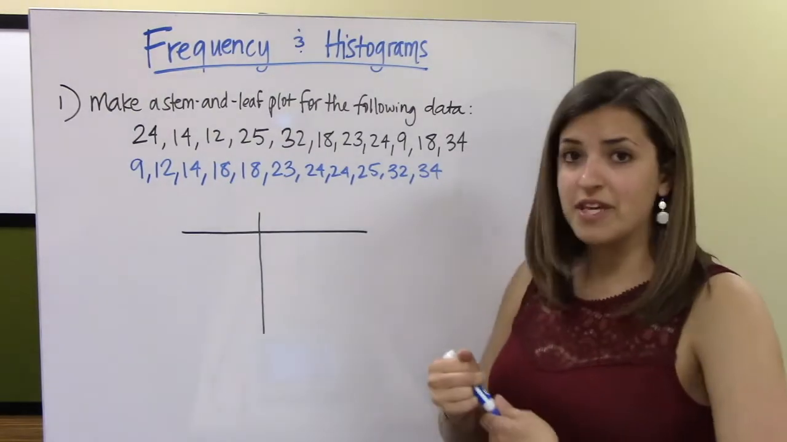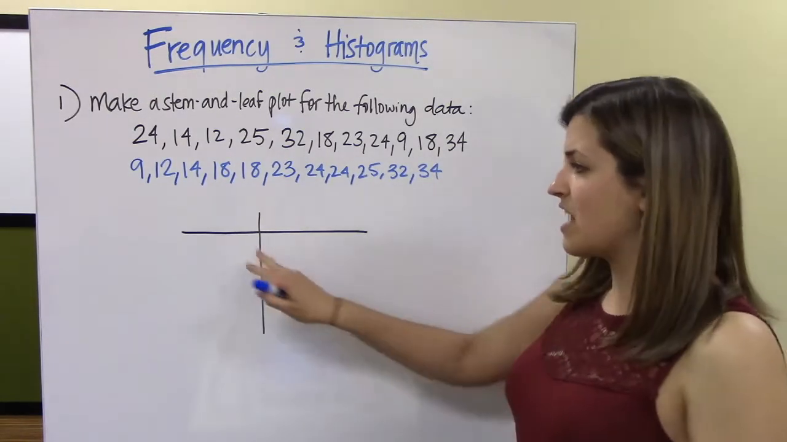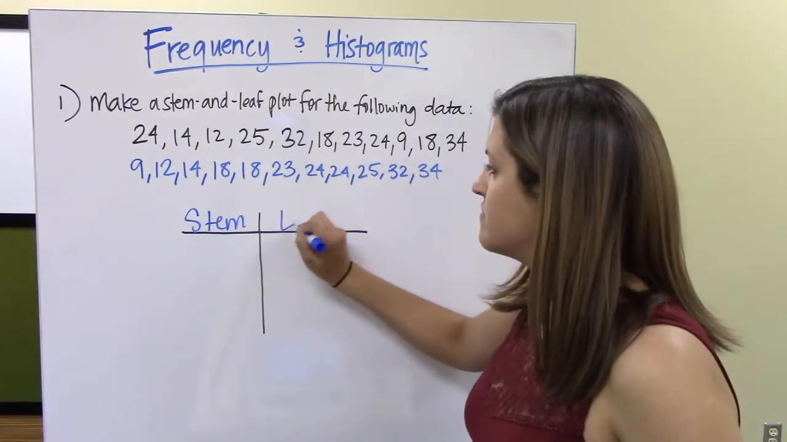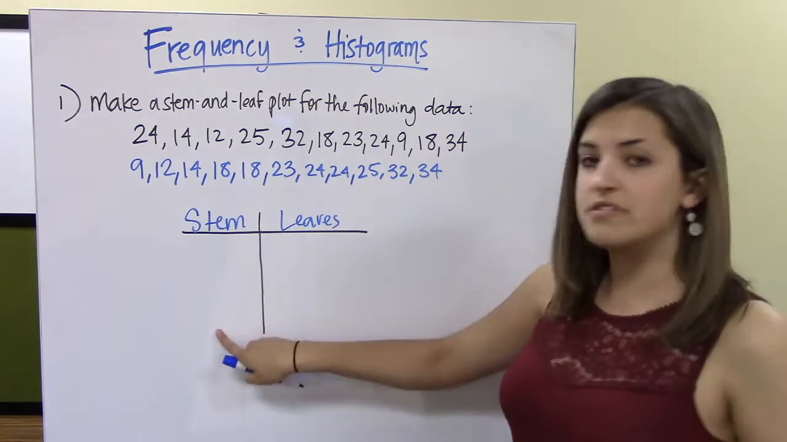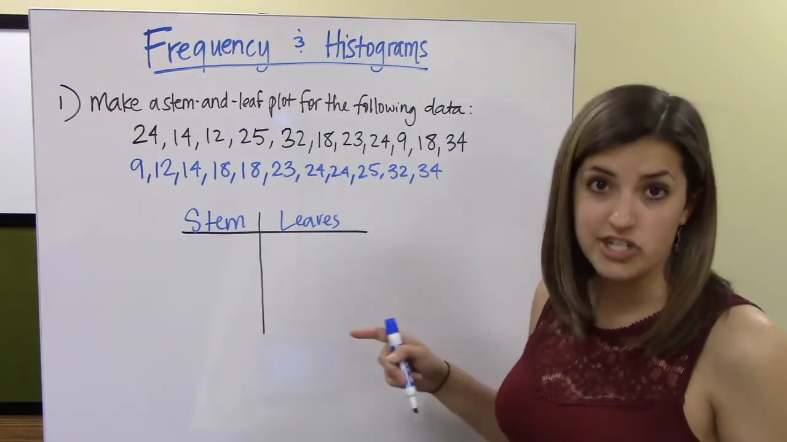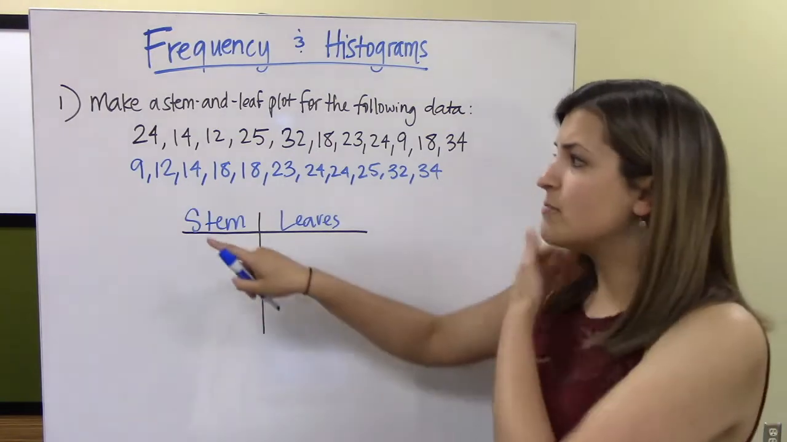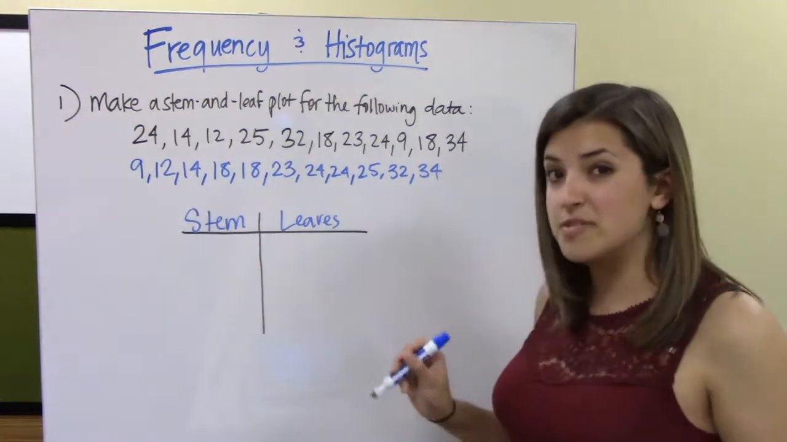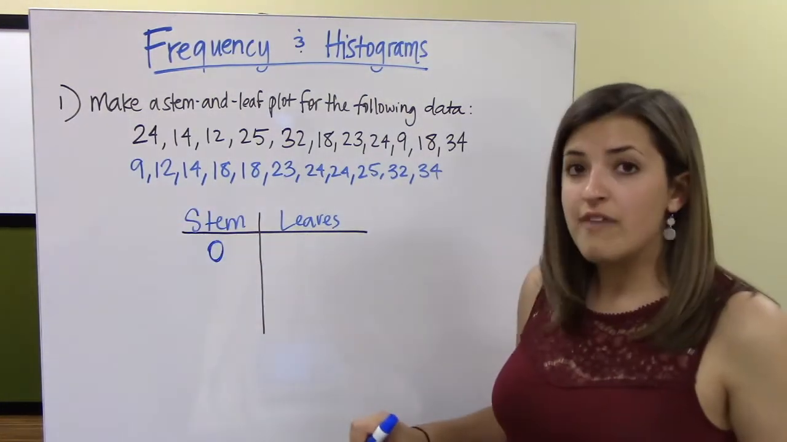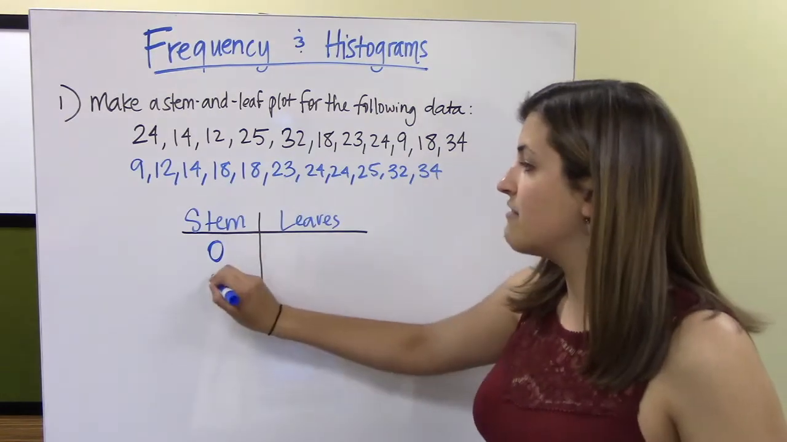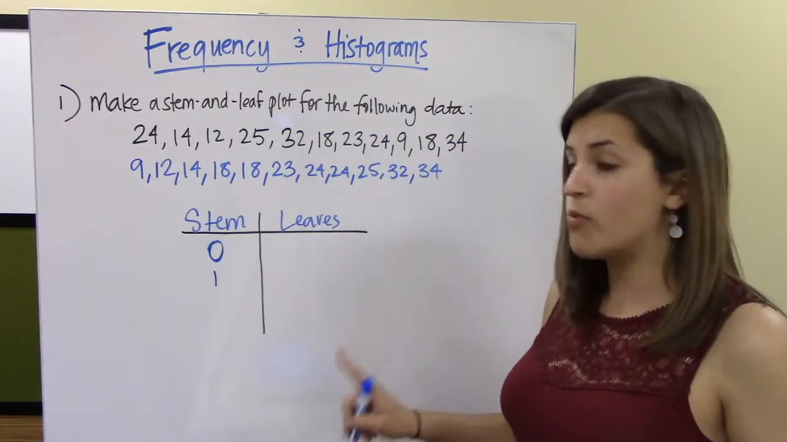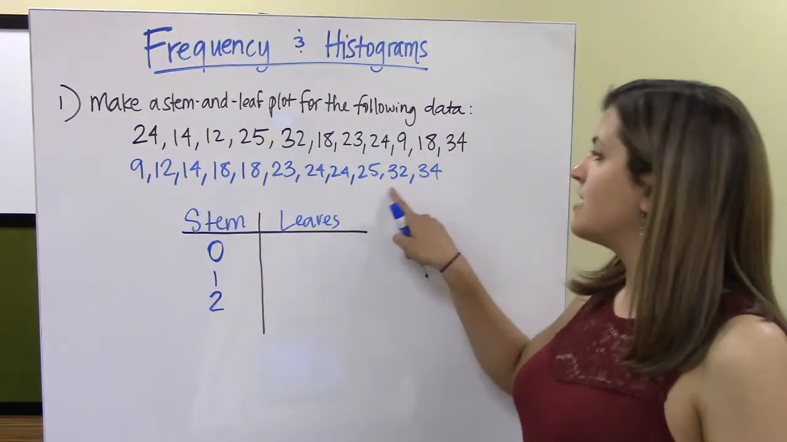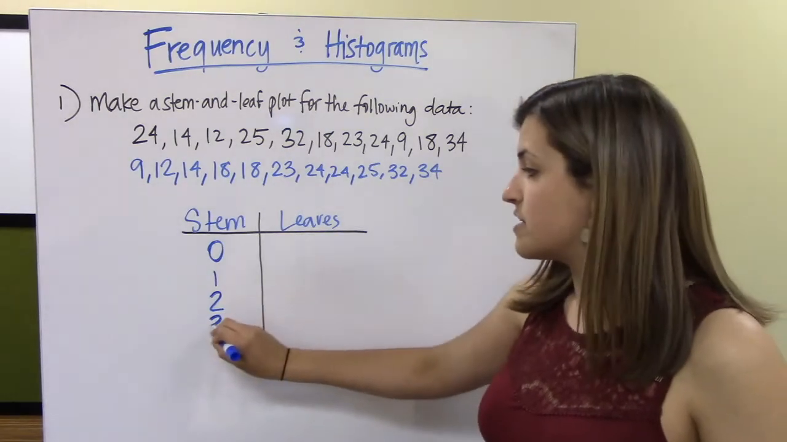All right, so now we have to make this stem and leaf plot. I'm going to label this T chart with stem and leaves. And the stems are going to be anything that is not my last digit. I have numbers that are single digits, so their tens place is a 0. I also have a bunch of numbers in the teens, so those are going to have a stem of 1. I have numbers with 2s, so those are my 20s, and I have numbers in the 30s, so I'm going to have a stem of 3.